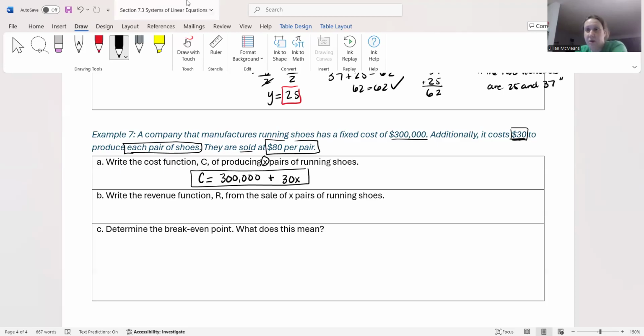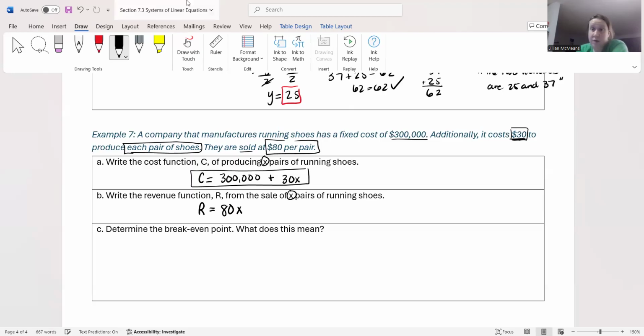Think of that $30 as like materials for the shoes, okay? Now, part B says write a revenue function R from the sale of x pairs of shoes. So the revenue, the money that we bring in, well, we sell each pair of shoes for $80. So R is the revenue, and it's going to equal 80 times x. Okay, again, we're selling x pairs of shoes.